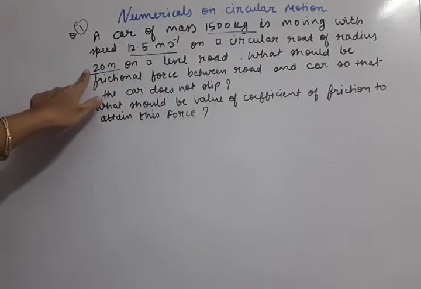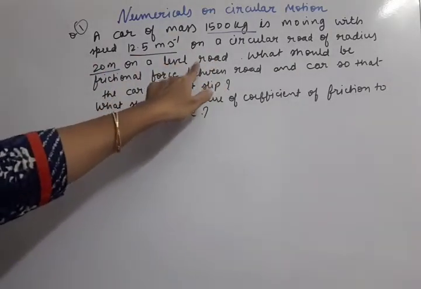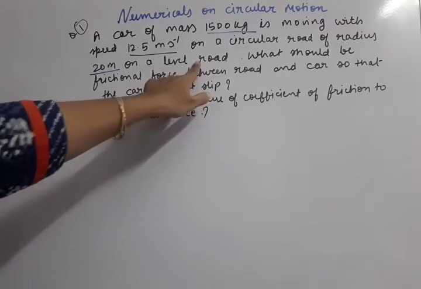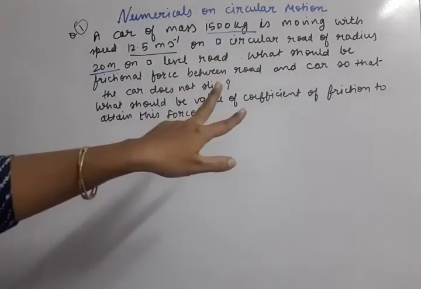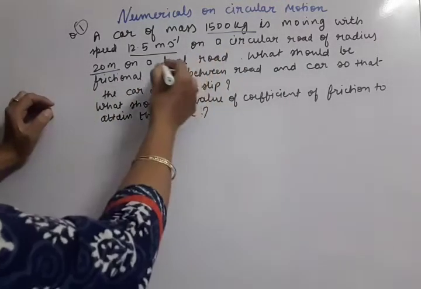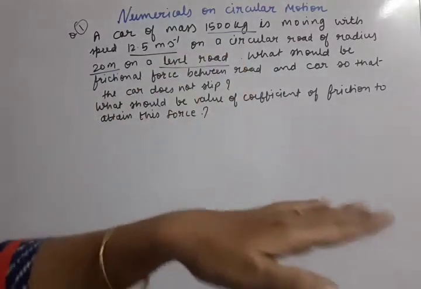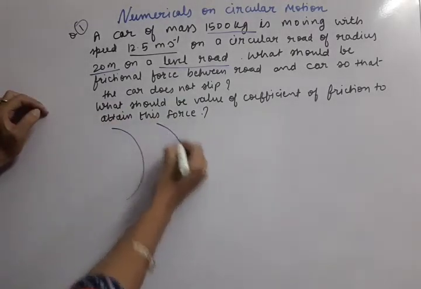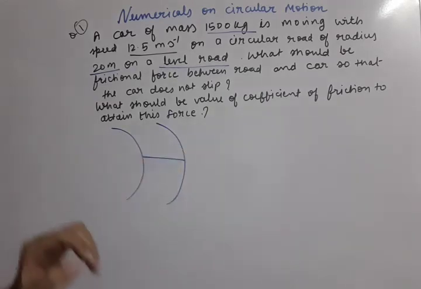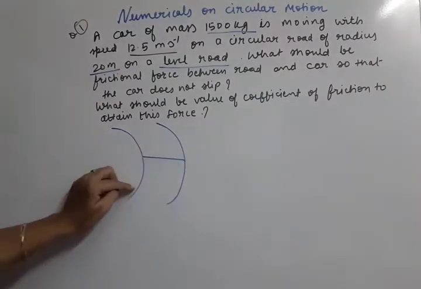The three things are given, on a level road. Now this is very important to read in the question, whether a level road is given or a banked road is given. So we have two derivations. This is the case for level road. That means the road is horizontal and there is a turn. So a circular turn is there like this. We can show it like this, this type of turn.